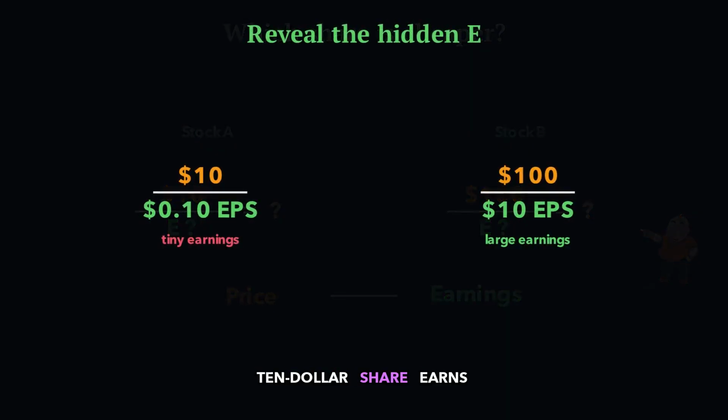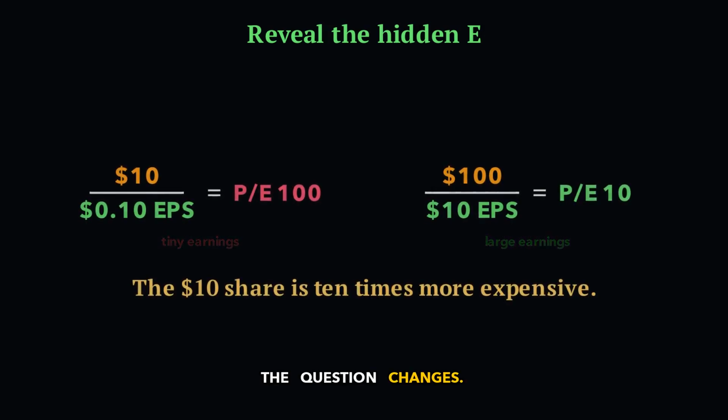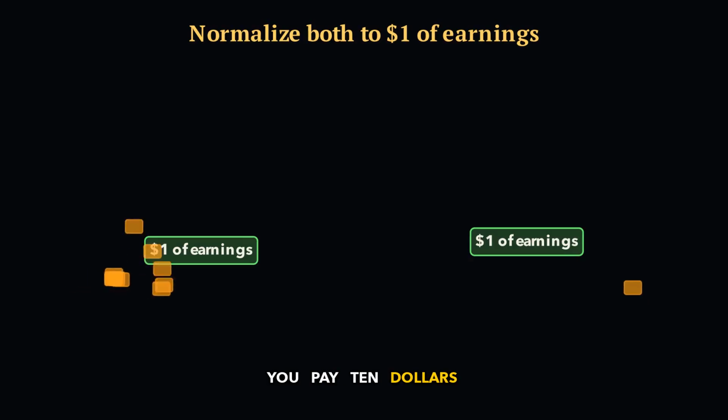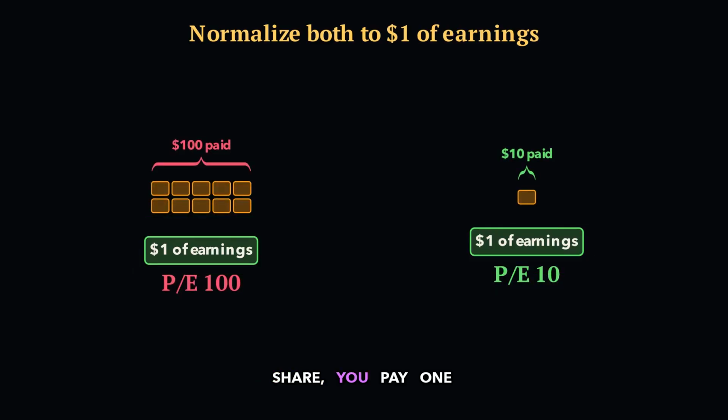The $10 share earns 10 cents per share. The $100 share earns $10 per share. Now, the question changes. You are not comparing price tags anymore. You are comparing price tags to earnings. For the $10 share, you pay $10 for 10 cents of earnings. For the $100 share, you pay $100 for $10 of earnings. Which one is cheaper now?